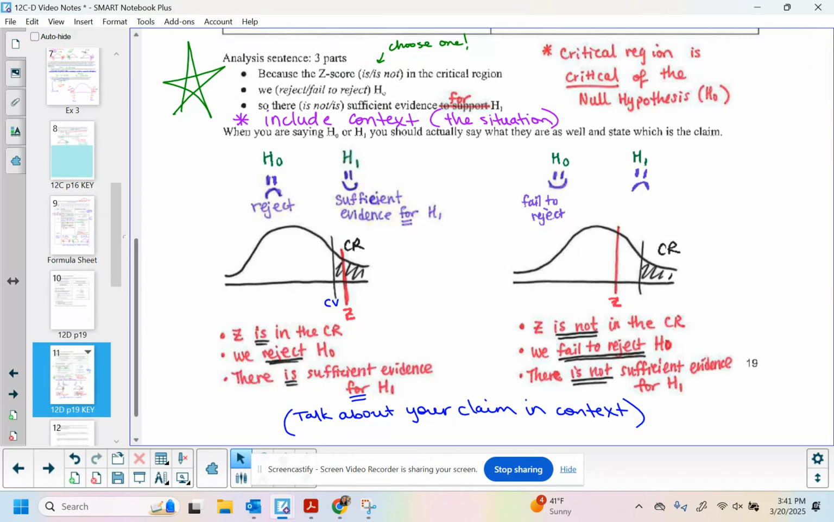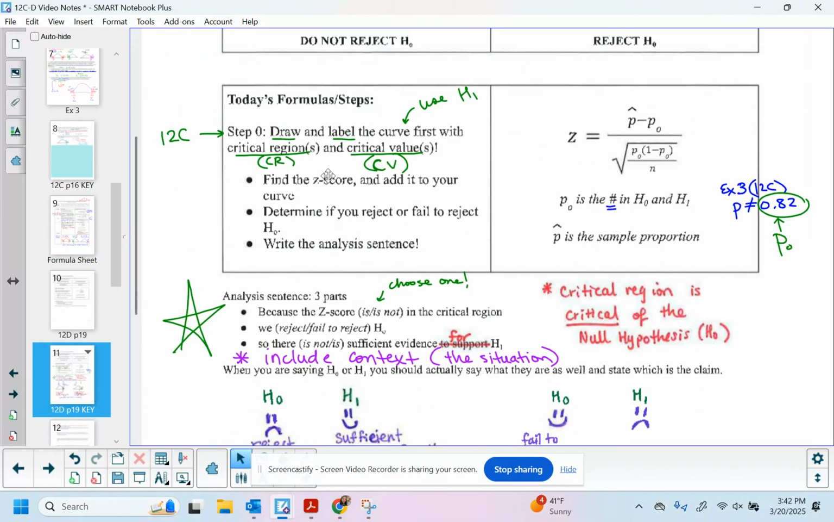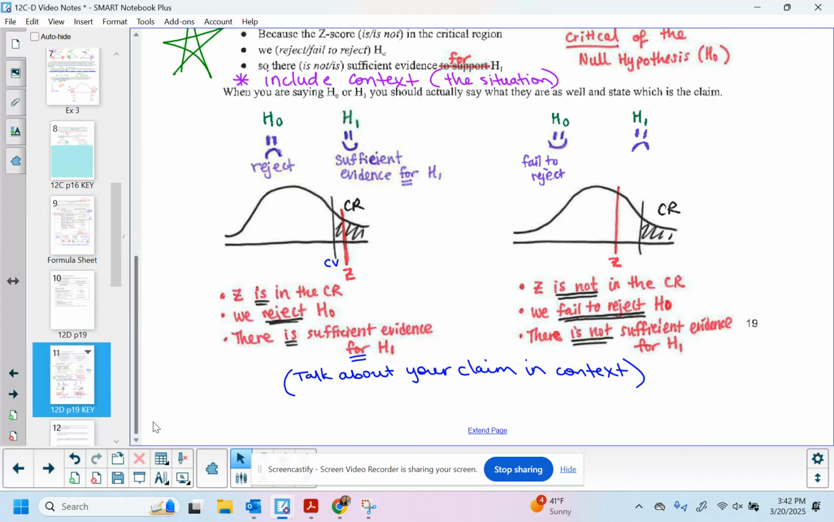So if the z-score is not in the critical region, and the z-score I'm talking about is the one that you get from this formula, if the z-score is not in the critical region, you are going to fail to reject. We never support. We just either say nope or well, maybe. We fail to reject our null, which means there is not sufficient evidence for H1, the alternate. These are always going to be the opposite of each other.